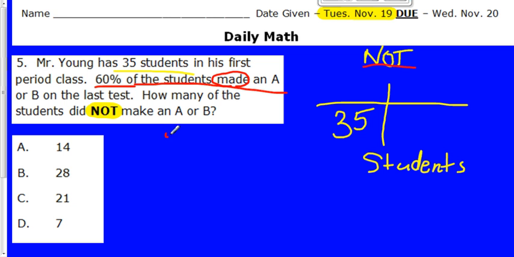Well, I know that percent means per 100. Okay? So out of that 100%, 60 made it. So that means 40% did not make it. So it's 40% out of 100%.